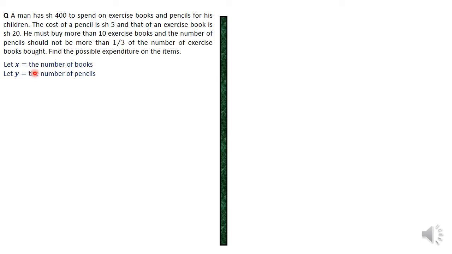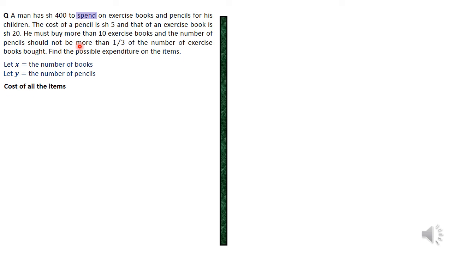Again, we're going to say let x be the number of books and y be the number of pencils, like we did in the previous case. x is the number of books and y is the number of pencils. Now, the cost of all items. The person only has 400 shillings. We are told he has 400 shillings only to spend.